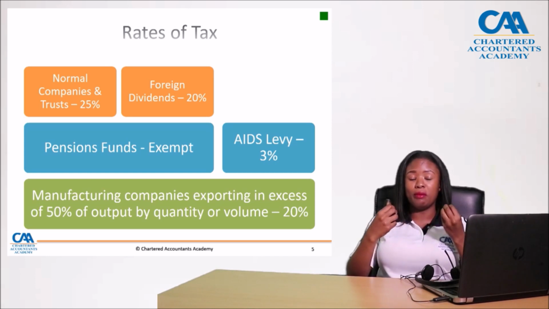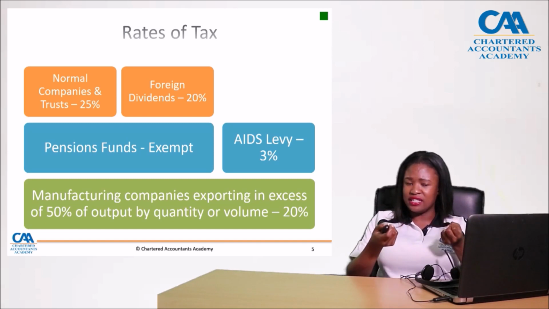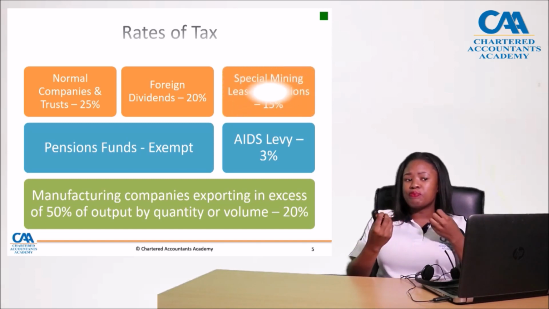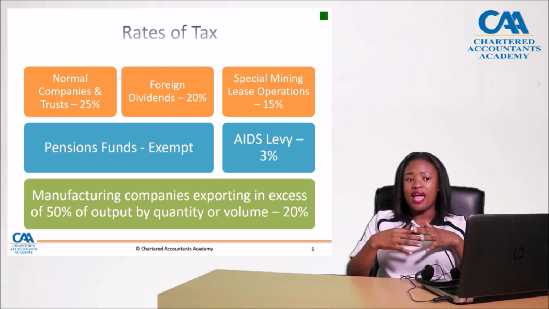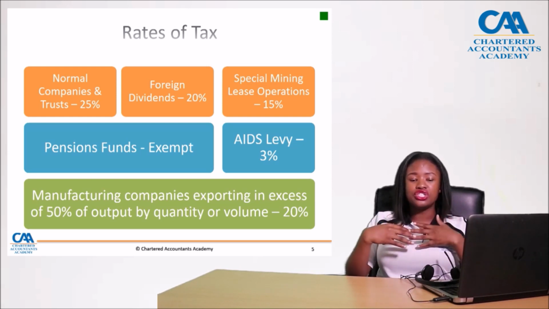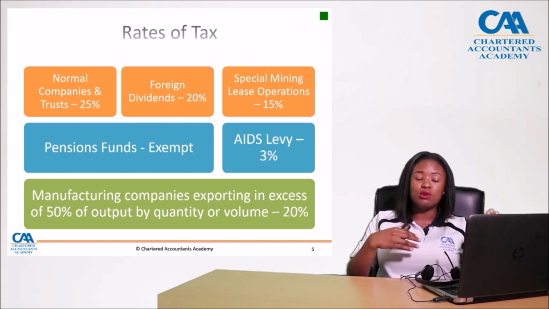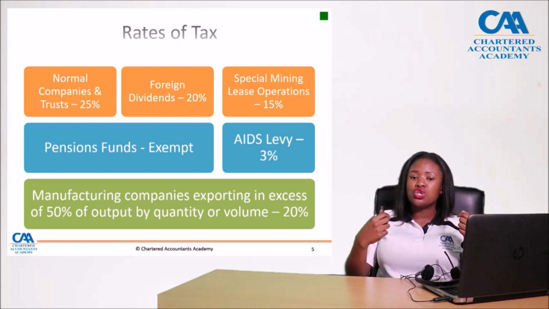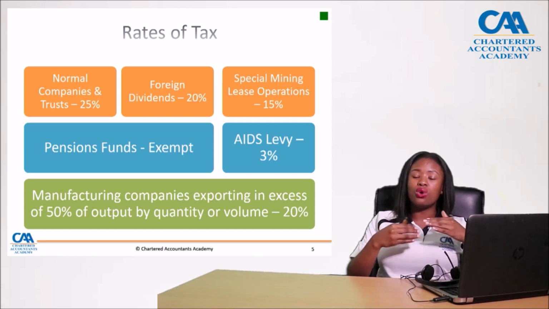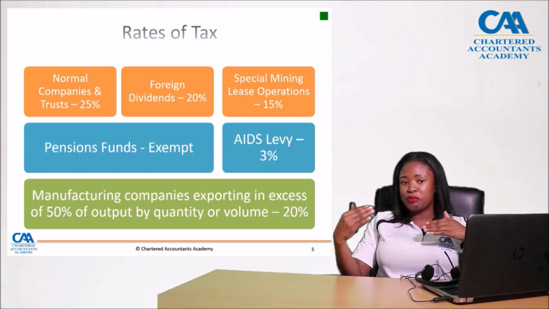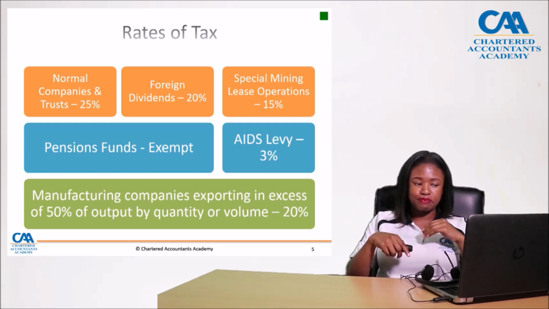We also have special mining lease operations. These are taxed at the rate of 15%. And as I was saying earlier, the taxes can be used to manipulate certain things in the economy. I'm sure you agree that the government has been trying to encourage mining by small-scale farmers, large-scale farmers. Because of that, they give lower tax rates in order to encourage more performance in those sectors.